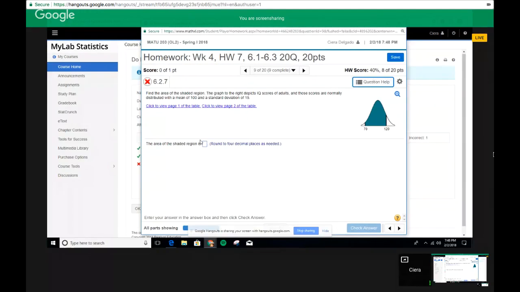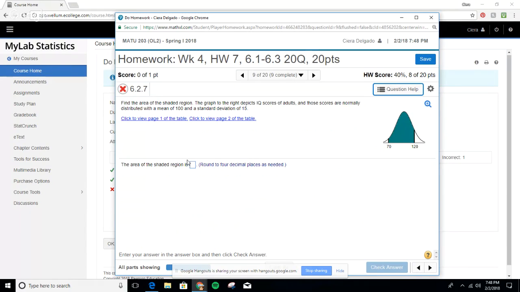Then z equals the high end of 120 minus 100 divided by 15 equals 20 divided by 15. And that is z equals 1.33 repeating. Okay, so we have two z-scores now.